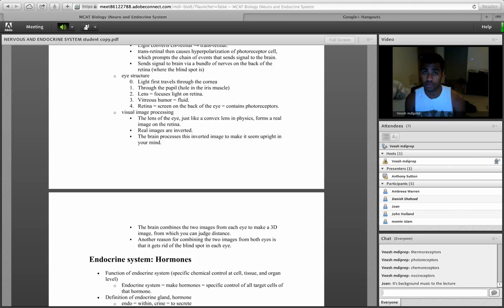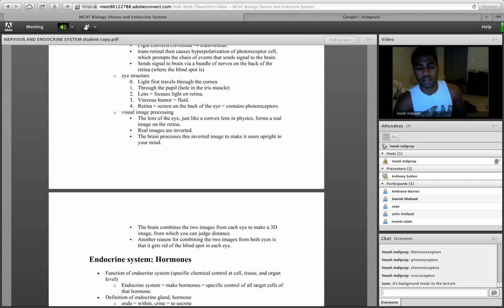But even though the image on your retina is inverted, the brain processes that image, and the way you perceive it is upright. There might be ways to actually see what is being viewed by the retina. It would seem inverted, but your brain makes you think that it's upright. The brain also combines two images, one from each eye, to make it seem 3D. So it helps you judge the distance of that image.